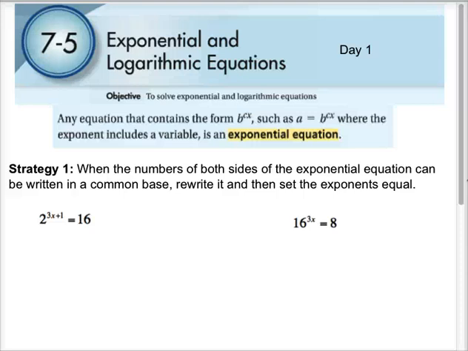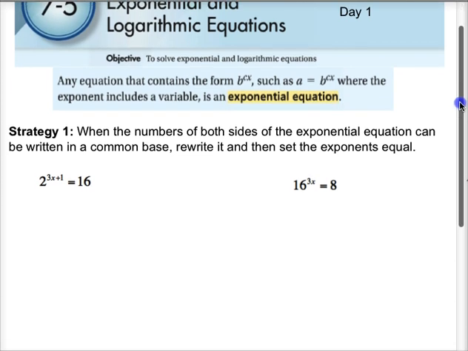Welcome back, class. Today we're beginning to deal with true exponential equations. Now, we started exponential equations in the first piece of chapter 7, way back before the MCAs. Now, what we talk about now are exponential equations of this form. All right?